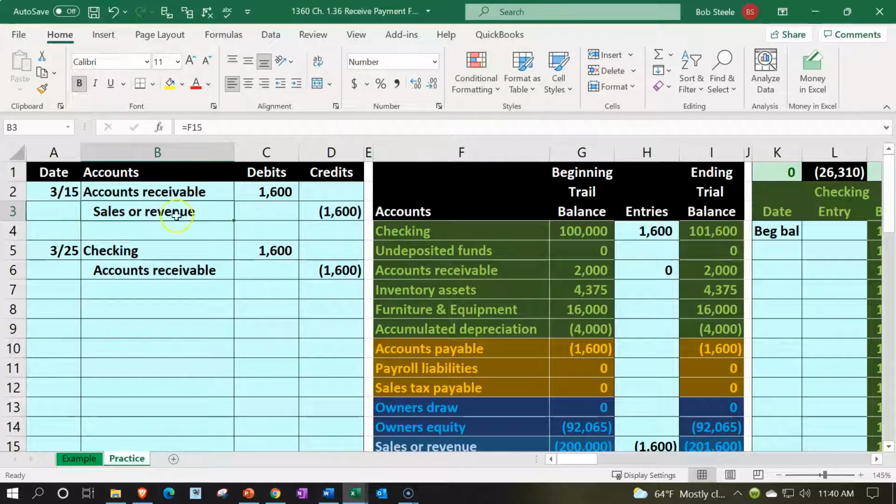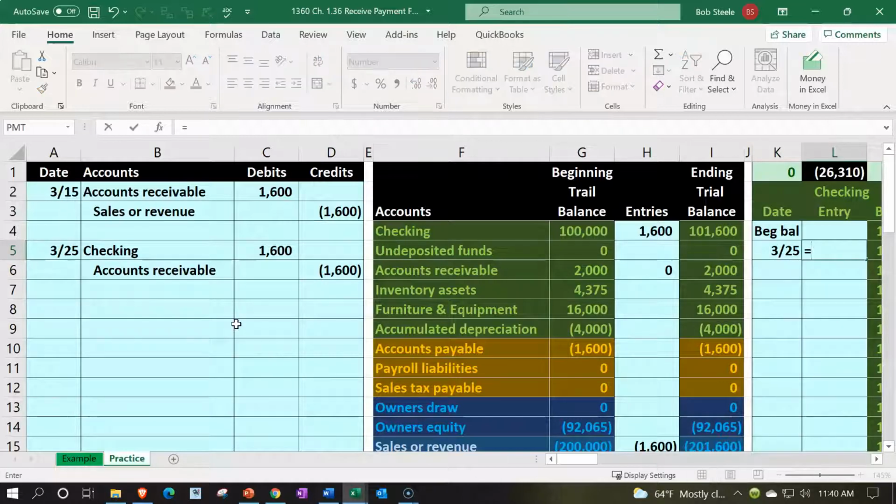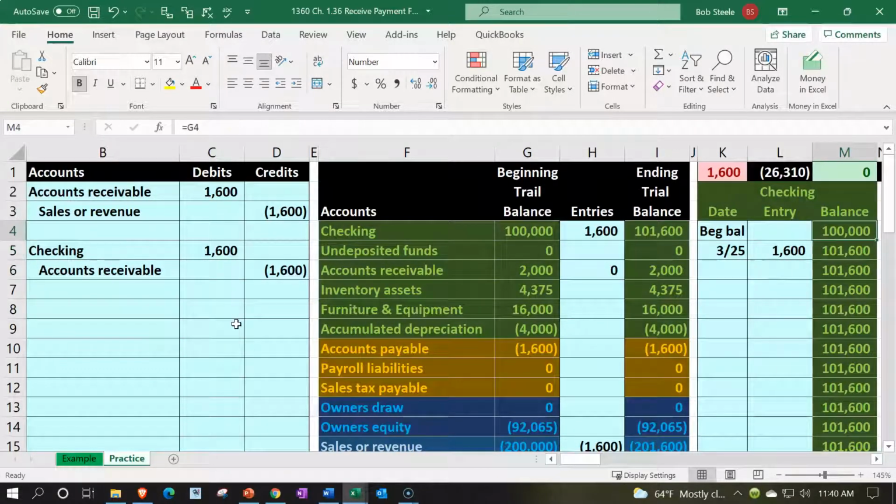So now we're going to record that to the general ledger. Here's the checking account. Let's go on over to the GL, general ledger, on 325. We're going to say this is going to go up by the 1,600. So that goes up from 100,000 by 1,600 to 1,016. That 1,016 matches the trial balance. We're now out of balance on the GL by the 1,006.